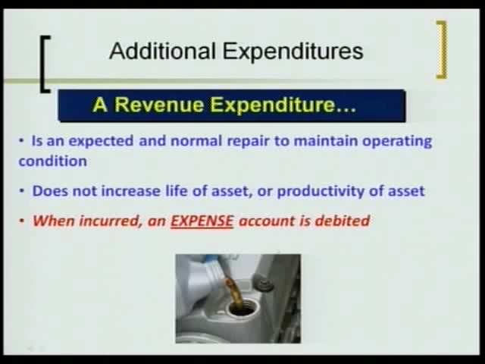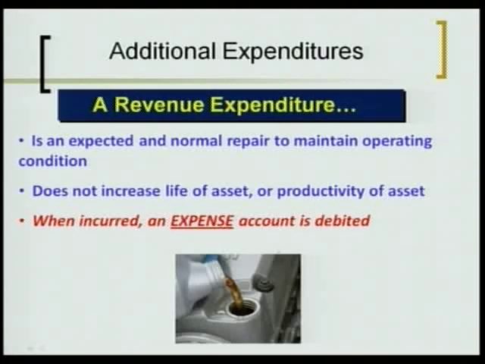And this is an expenditure that's an expected and normal repair that's going to maintain operating conditions. Okay? It does not increase the life of the asset or productivity of the asset beyond what our original estimate was. Okay? Now, what's key is when incurred, an expense account is debited. We just expense this.